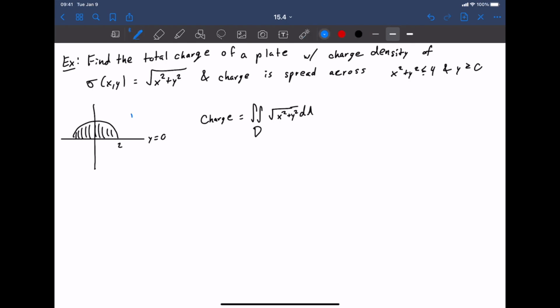So the region is very much r going from 0 to 2, theta going from 0 to pi, all the way to the other x-axis. So 0 to pi, 0 to 2. And we're going to have root r squared, r dr d theta. Did you forget this r? Super easy. You got to watch out for that trap.